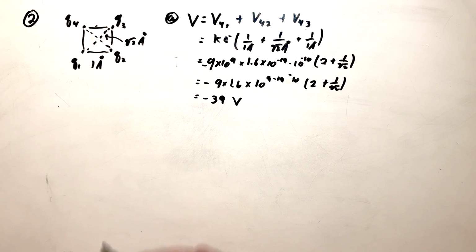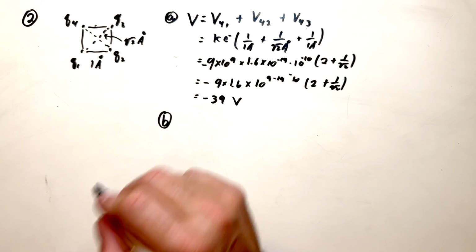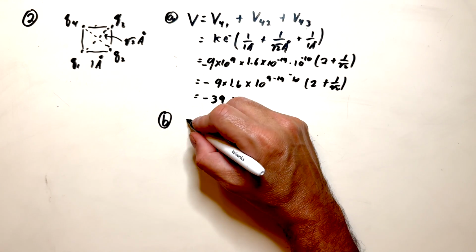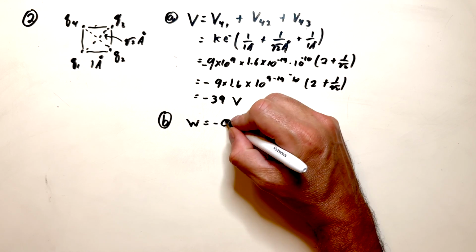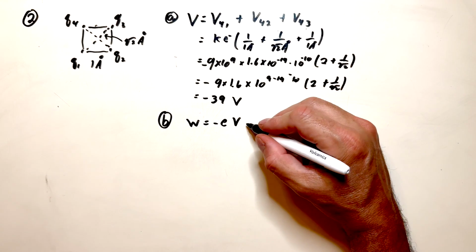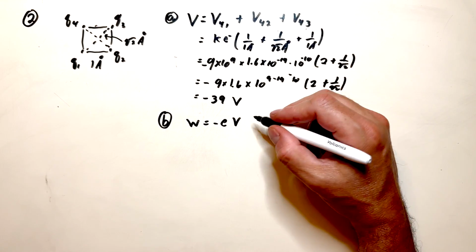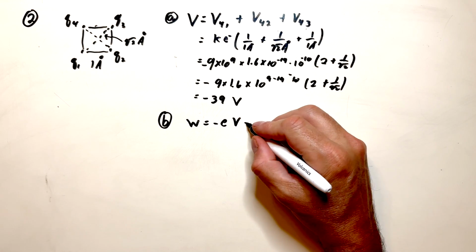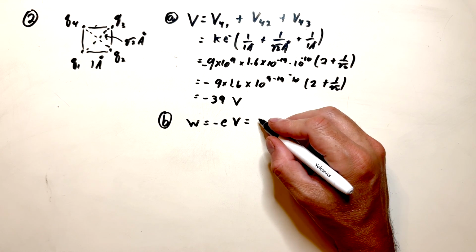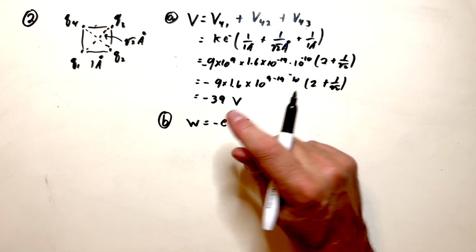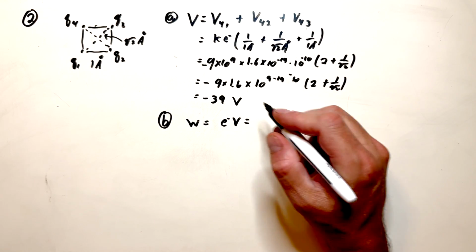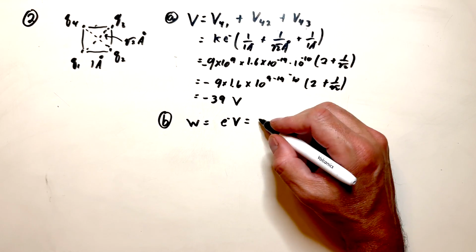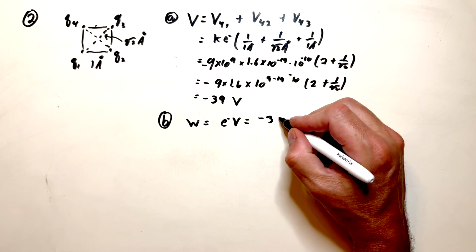Part B asks us to find the work, right? So the work is just going to be minus E times the voltage. And the nice thing about that is that whenever you use units of electron volts, right, we get it pretty directly here. It's just going to be, where did I get the minus sign from? Sorry, I meant E minus. E minus times volts, that's the charge of the electron times the potential, and that will give us minus 39 electron volts.